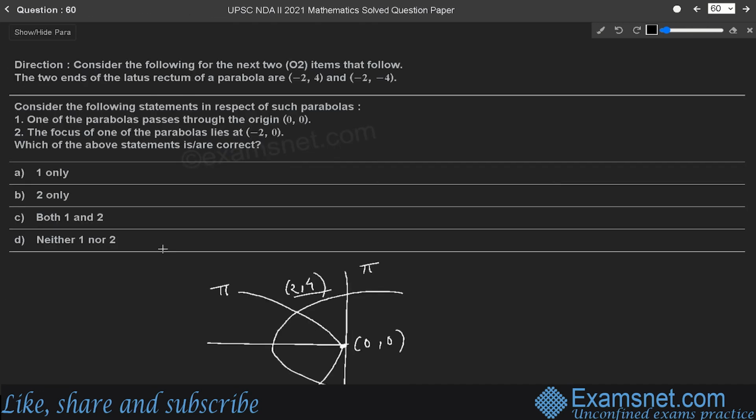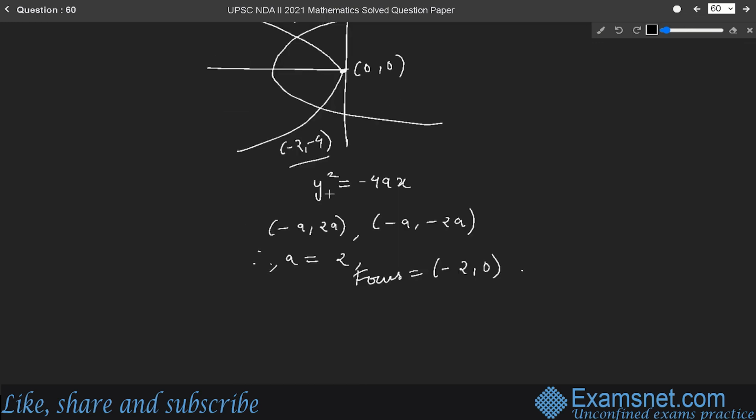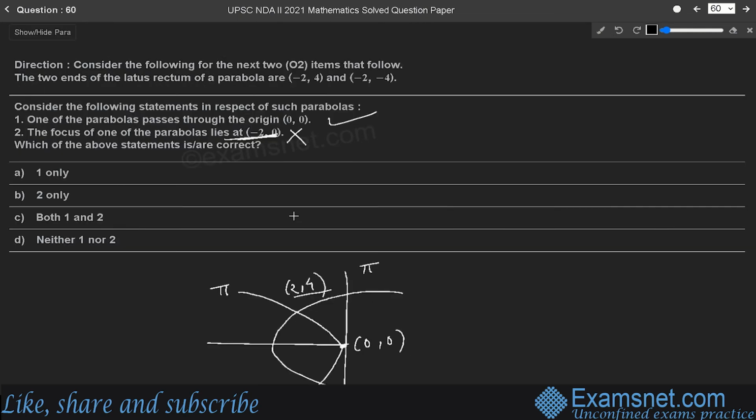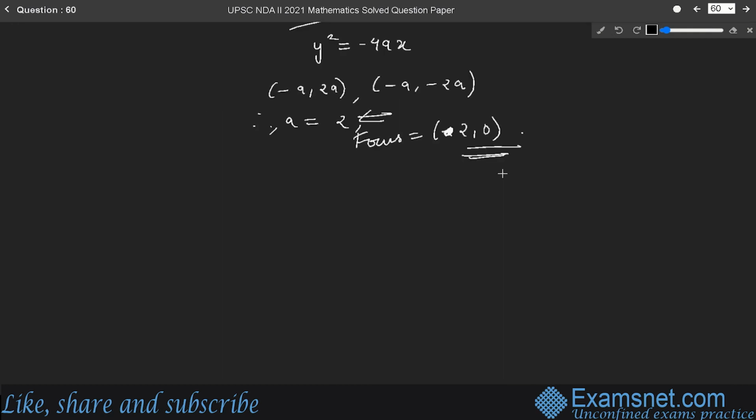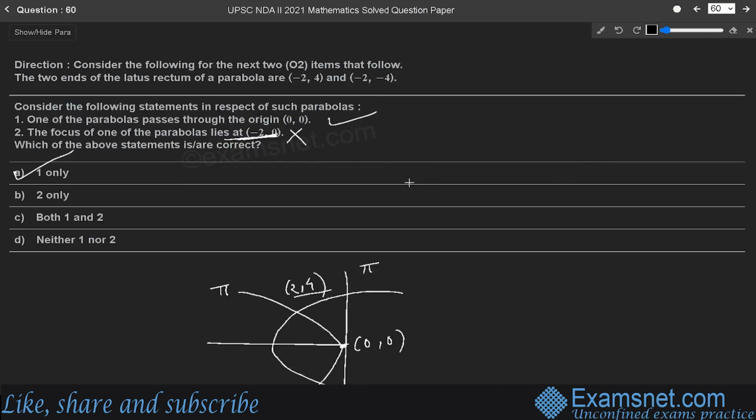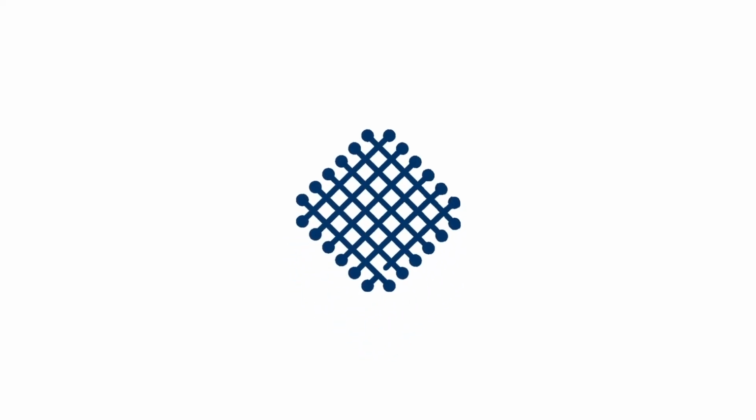So we can say that statement 1 is correct but statement 2 is not correct, because the focus will be (plus 2, 0). See here a is 2, therefore the focus will be (plus 2, 0). So we can say that only the first statement is correct. So the correct option for this question is 1 only. Always remember that the focus is (a, 0), and we have found the value of a is 2. So the focus will be (plus 2, 0). So we can say only the first statement is correct for this question.